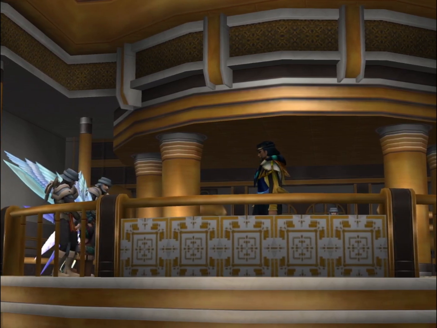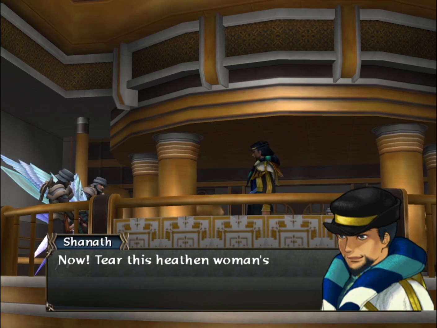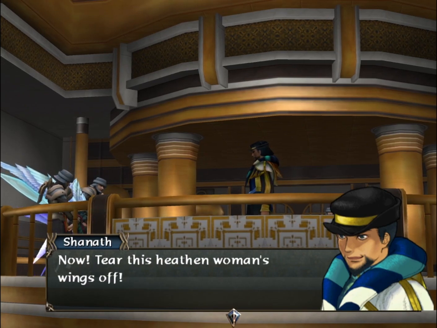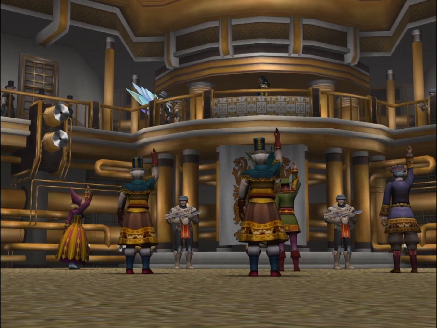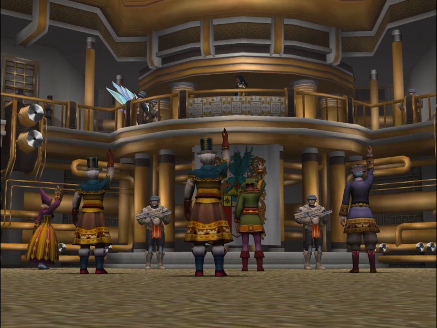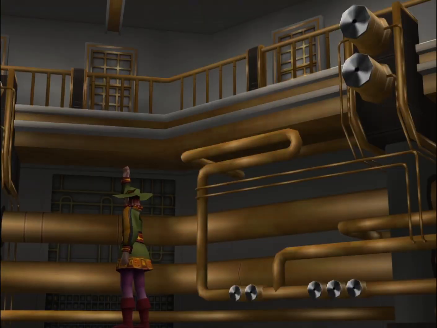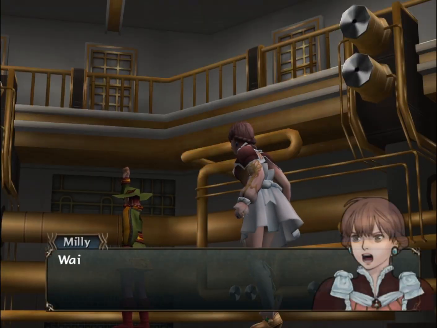I mean, we simply haven't considered that what if literally everybody involved is a giant piece of shit? Woman's wings off! And would be like, yeah, this is good actually. Talk about a resonant political commentary.